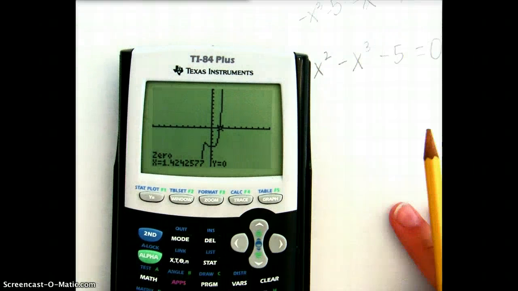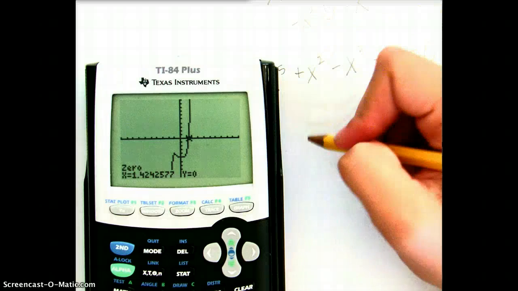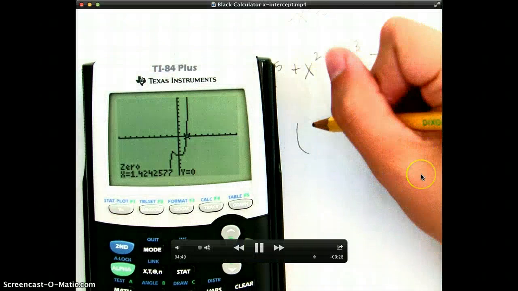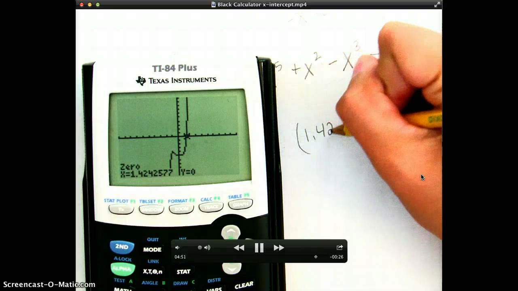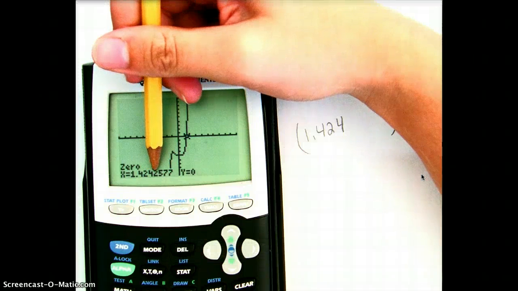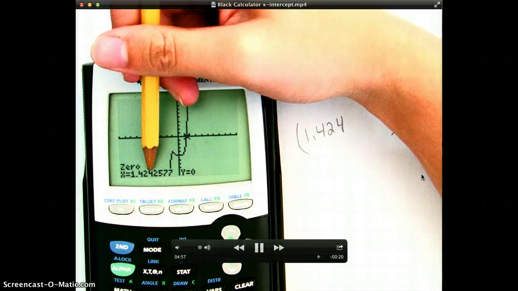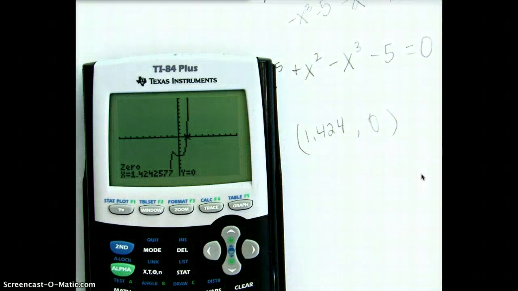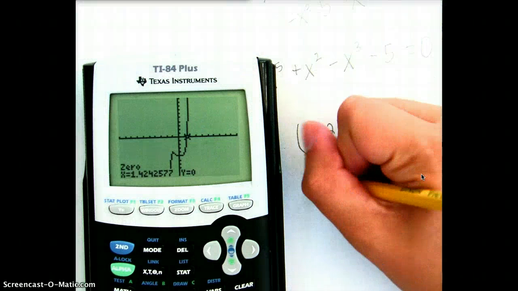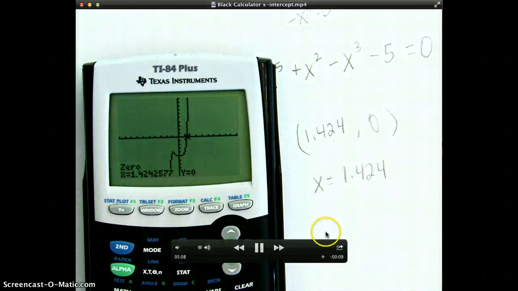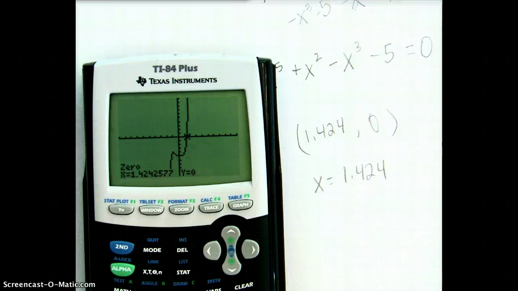So the solution to this coordinate would be at the point 1.424. I'm going to round to the nearest thousandth. And look at the digit right next to it. It's 2, so it's going to stay exactly the same, comma 0. If I asked you what's the x solution, or what's the x value, you would just write x equals 1.424. And that is how you graph using the x-intercept method and find your solutions.